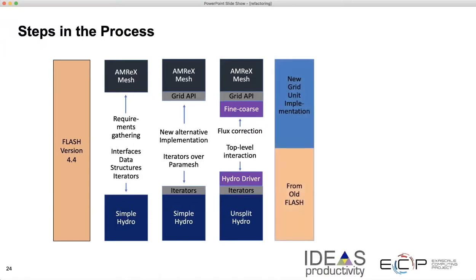And then in the final stage, what we had was a new grid implementation as an alternative implementation to Paramesh, using AMReX. And then we got all of the other bits of physics that we needed. So now that the grid had been exercised, the final stage was bringing in other physics units from old Flash and making them work with the new interface that we had for the grid unit.